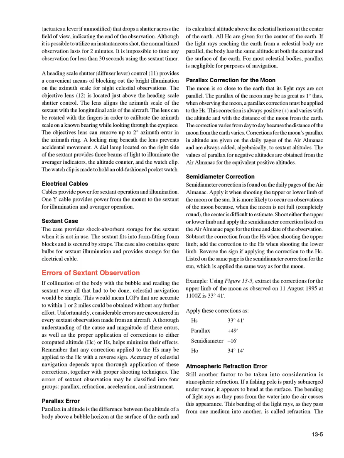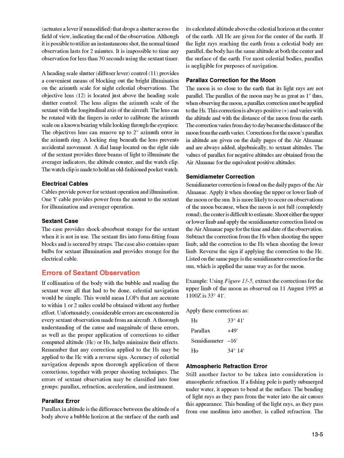Actuates a lever if unmodified, that drops a shutter across the field of view, indicating the end of the observation. Although it is possible to utilize an instantaneous shot, the normal timed observation lasts for 2 minutes. It is impossible to time any observation for less than 30 seconds using the sextant timer. A heading scale shutter, diffuser lever, control, 11 provides a convenient means of blocking out the bright illumination on the azimuth scale for night celestial observations.